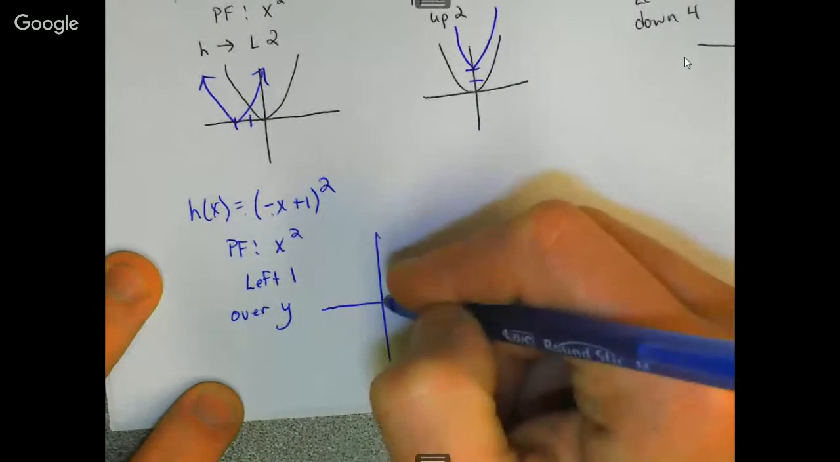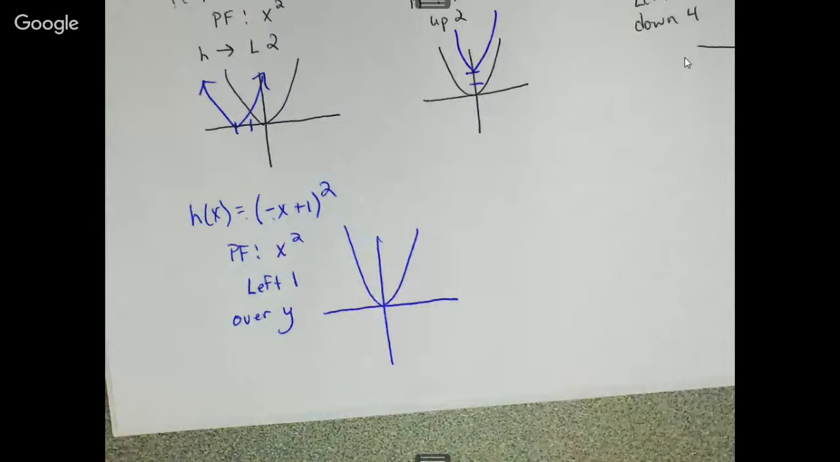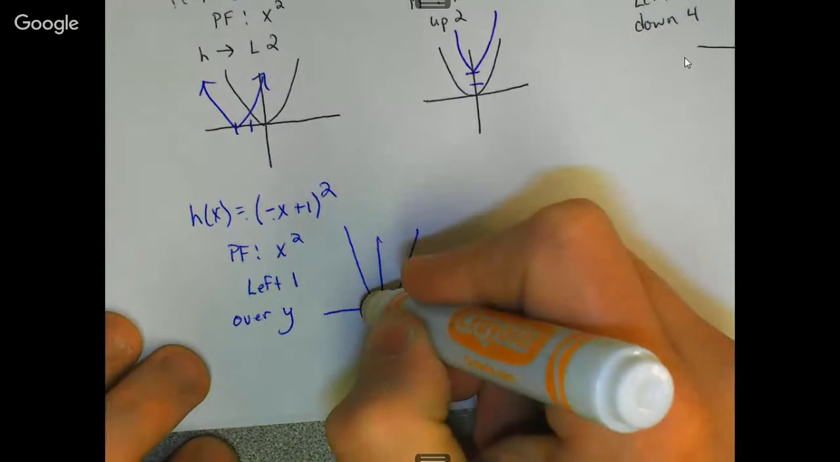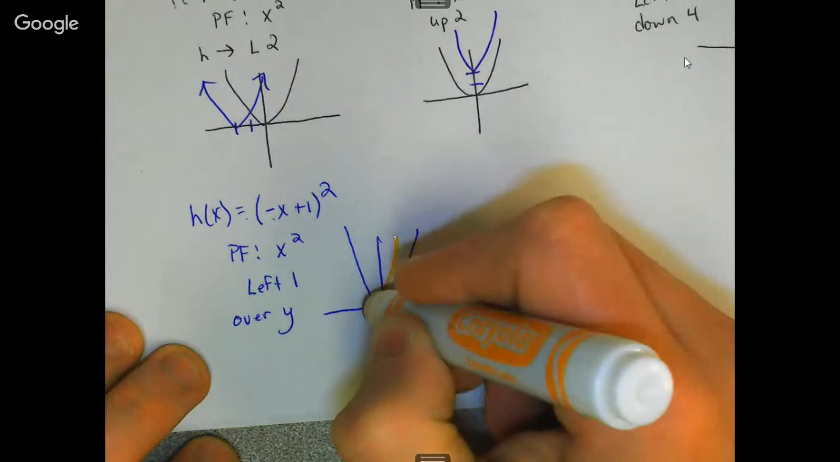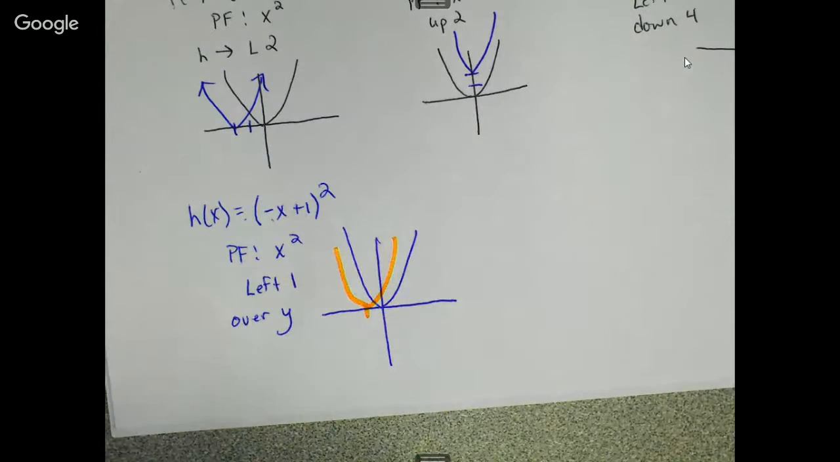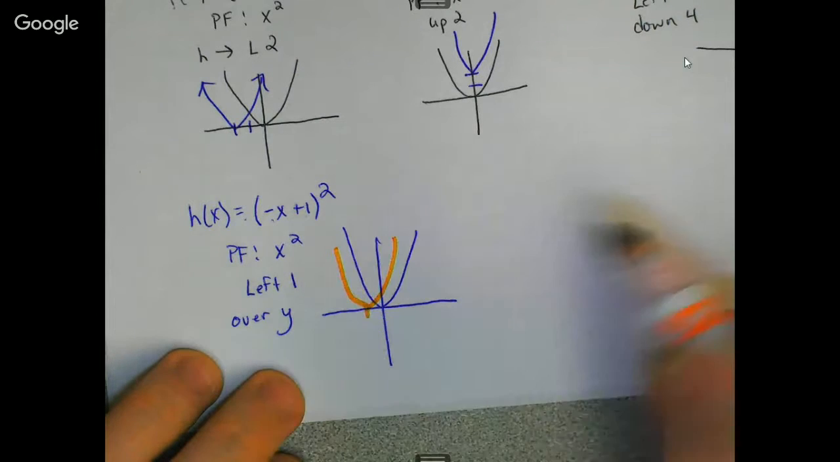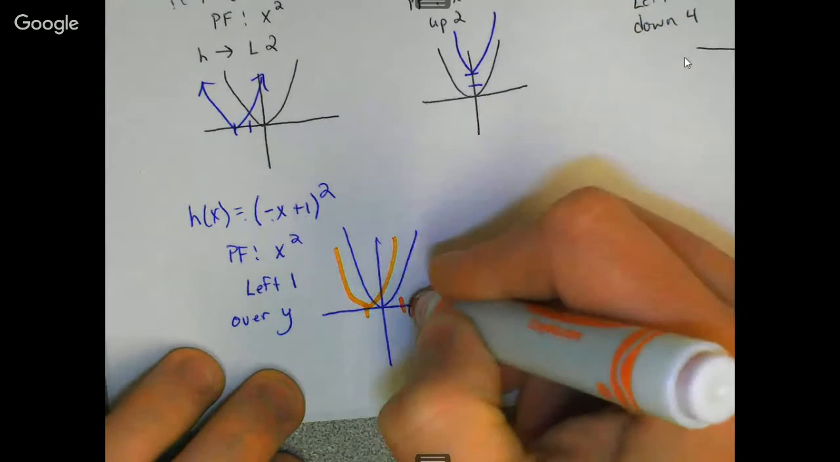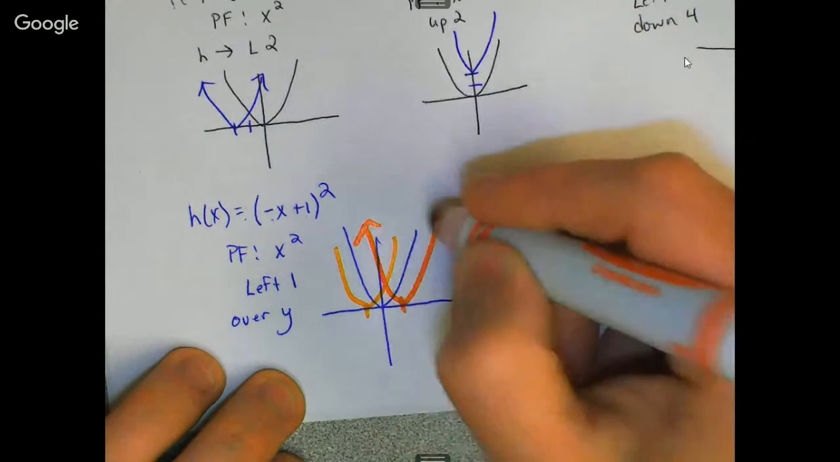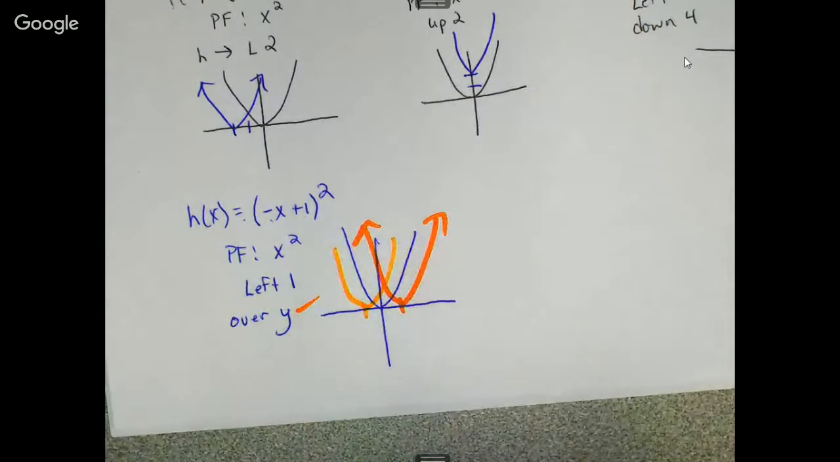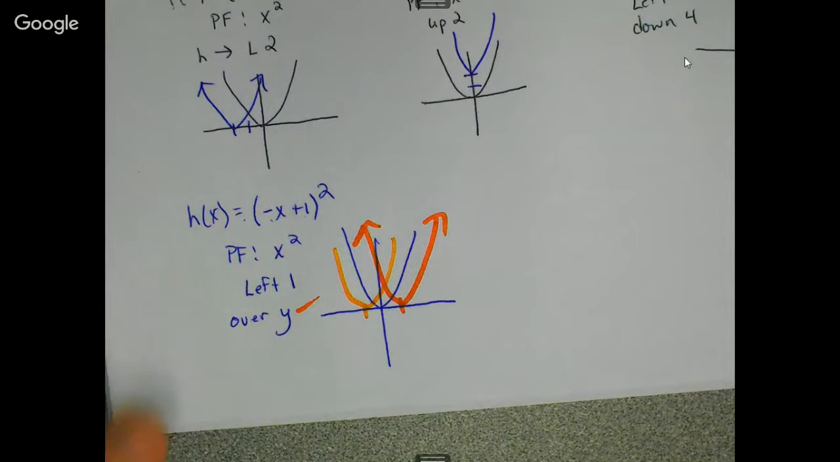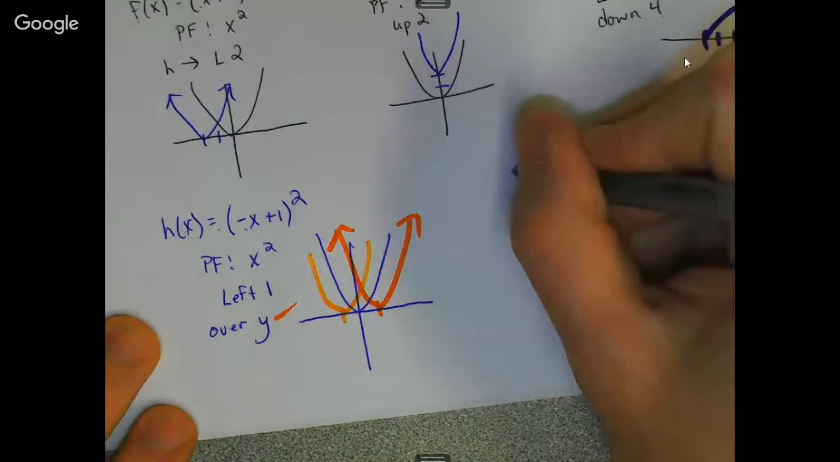So we've got your parabola. We have left 1. And then we will have it flip over the x-axis. So you're going to flip it over the x-axis, or the y-axis here. So the red would be your answer in this case. Try a little bit more difficult one here.